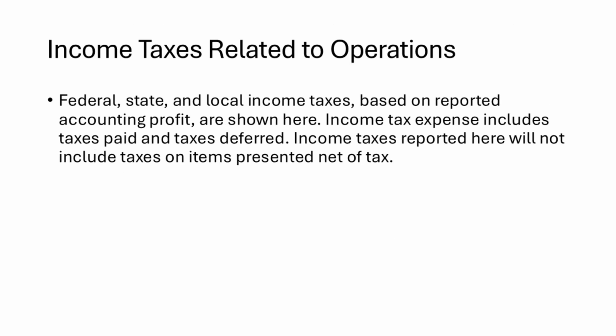I know this is a little out of place, but I have to talk about the tax first. Income tax related to operations: federal, state, and local income tax based on the reported accounting profit are shown here. The income tax expense includes tax paid and tax deferred. Income tax reported here would not include tax on the items presented net of tax.